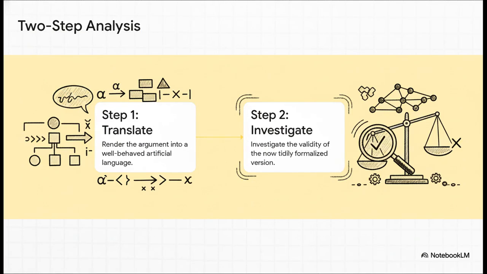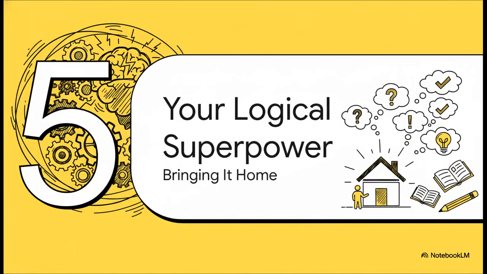And this gives us a systematic, two-step method for testing pretty much any argument you can think of. First, you translate it from our messy human language into this clean, symbolic language. And then you use the rules of logic to test that code for validity. It's just a really powerful way to analyze even the most complicated piece of reasoning. So, what does all this mean for you, back in the real world, away from all the diagrams and symbols? Well, it means you now have the tools to be a more critical and, frankly, a more confident thinker.